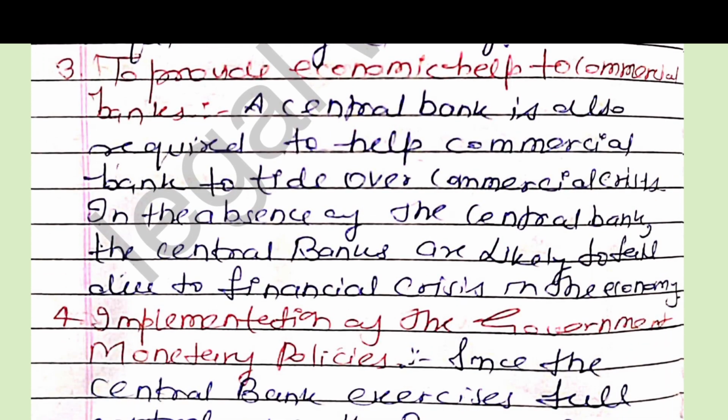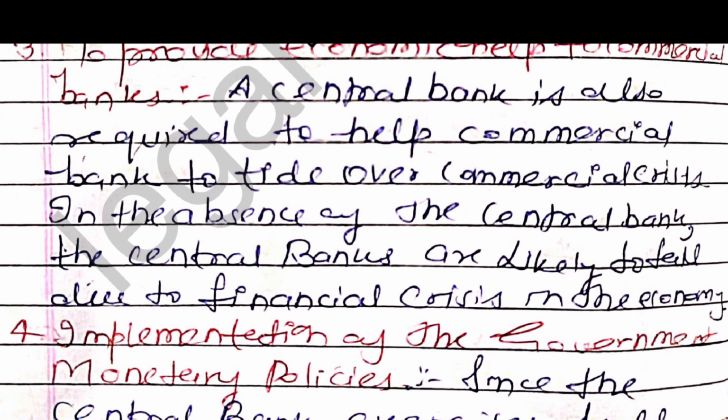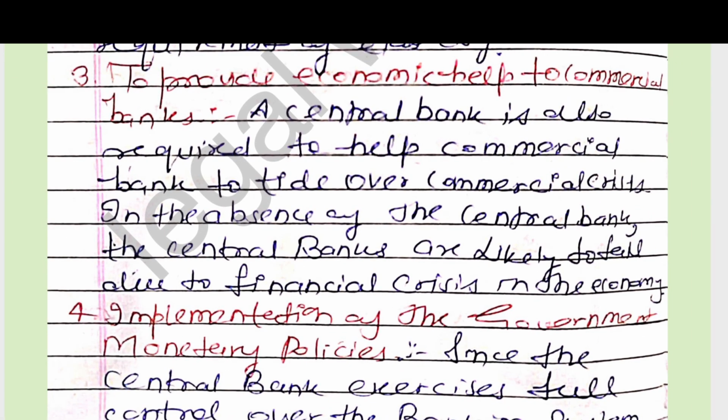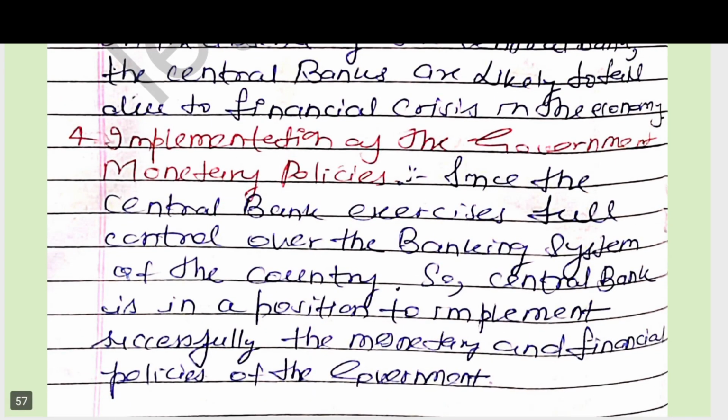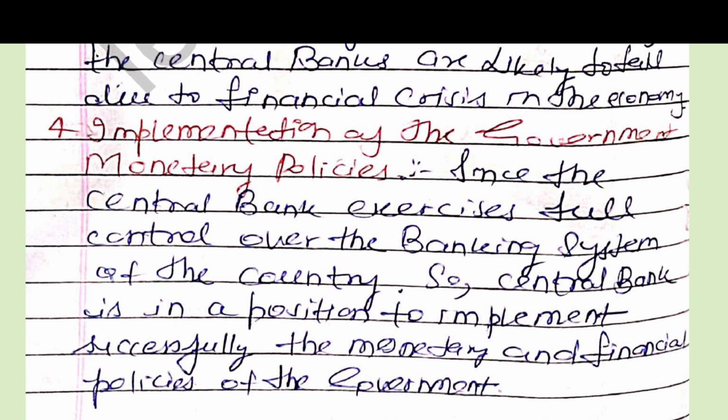Third one is to provide economic help to the commercial banks. A central bank is also required to help the commercial banks to tide over a commercial crisis. In the absence of a central bank, the commercial banks are likely to fail due to financial crisis in the economy. Fourth one is implementation of the government's monetary policy. Since the central bank exercises full control over the banking system of the country, it is in the position to implement successfully the monetary and financial policies of the government.